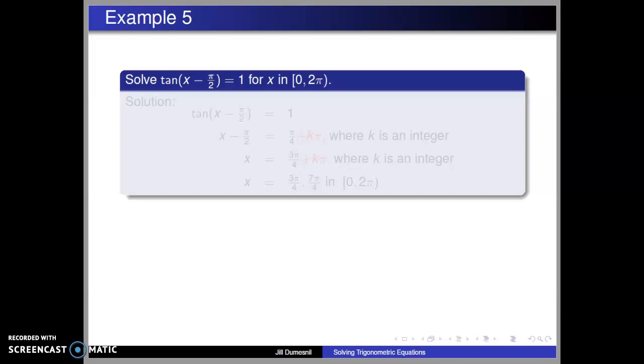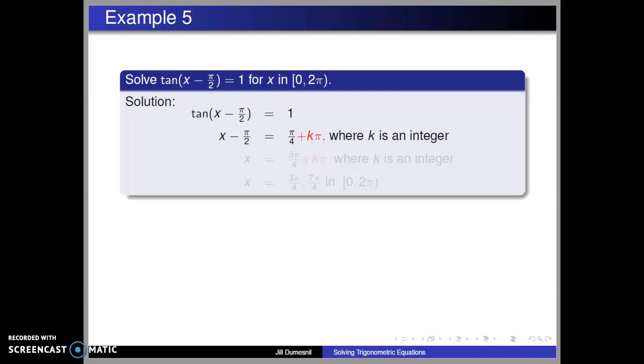Finally, let's solve the equation tangent of the quantity x minus pi over 2 equals 1 for x in the interval from 0 to 2 pi. This equation is slightly more complicated than those we've previously encountered. This time we have a phase shift involved in the trig function. However, we still know that tangent is 1 when the input is pi over 4 plus integer multiples of the period pi.